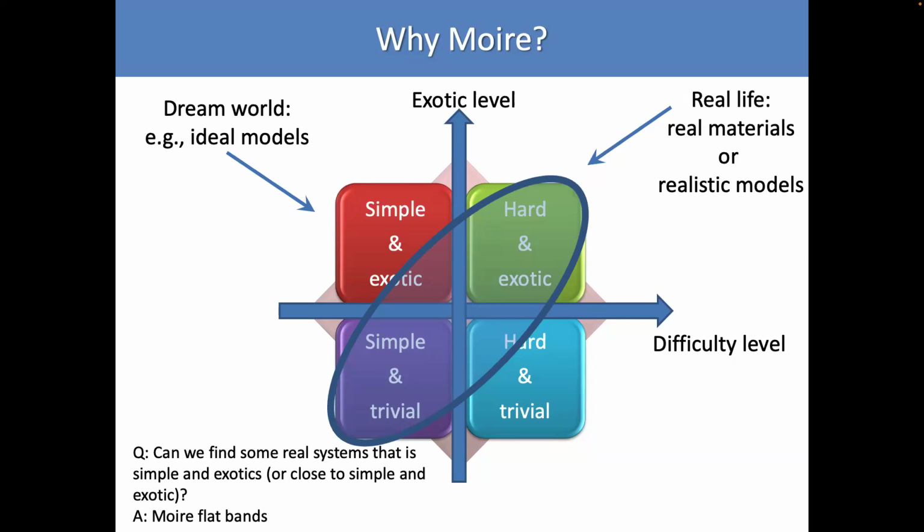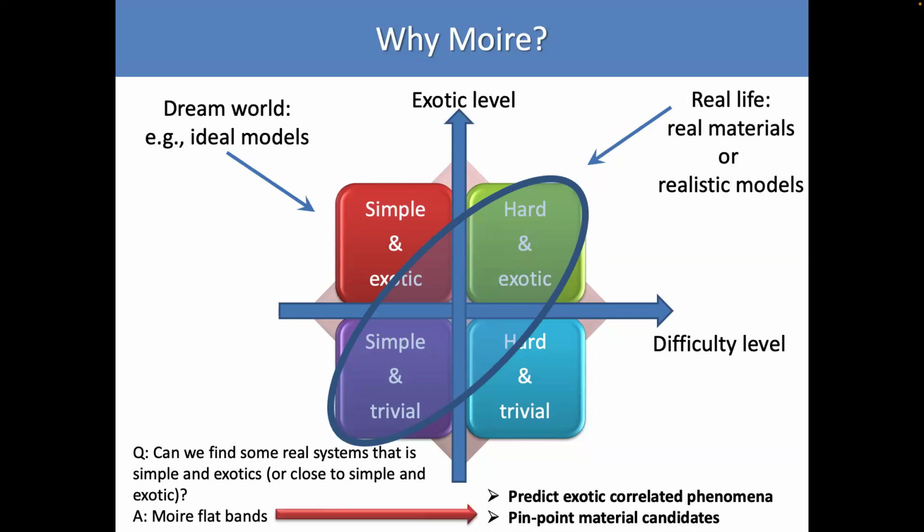That is actually extremely important for theorists, because if we have something in this ideal dream world, it dramatically improves our prediction power. It means that we can predict what type of exotic correlated phenomena could appear in these systems, and maybe even pinpoint the candidate material in which this exotic state will arise.